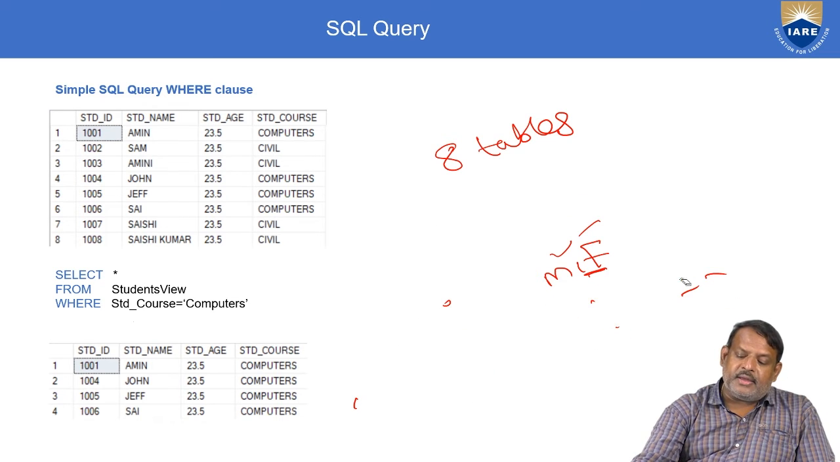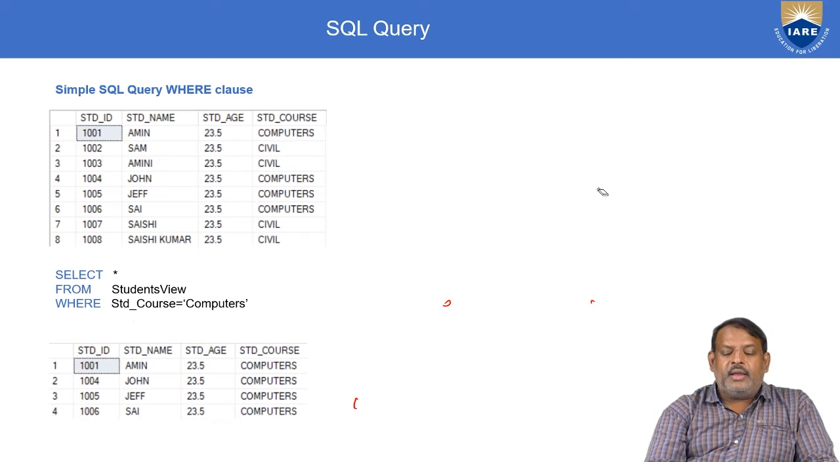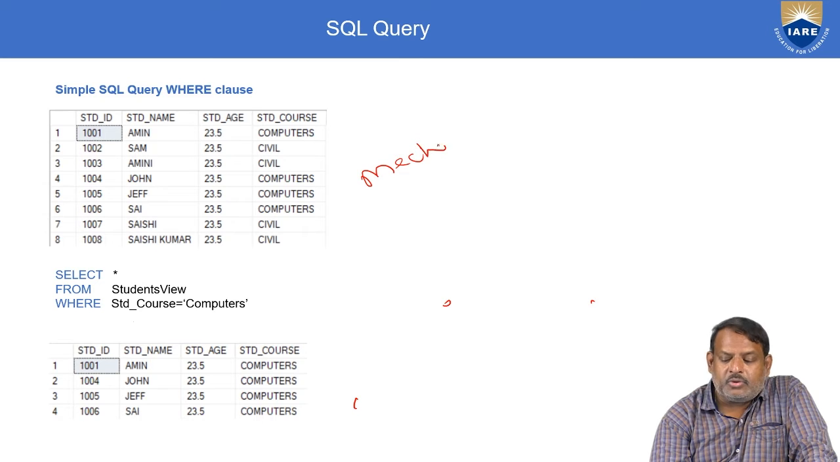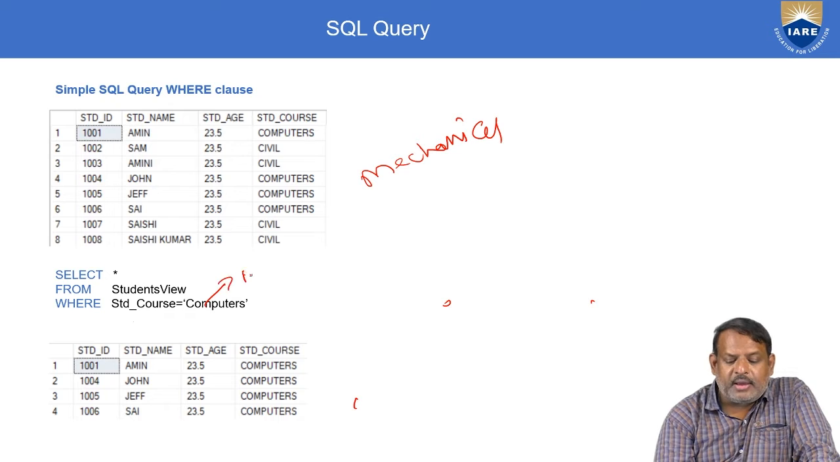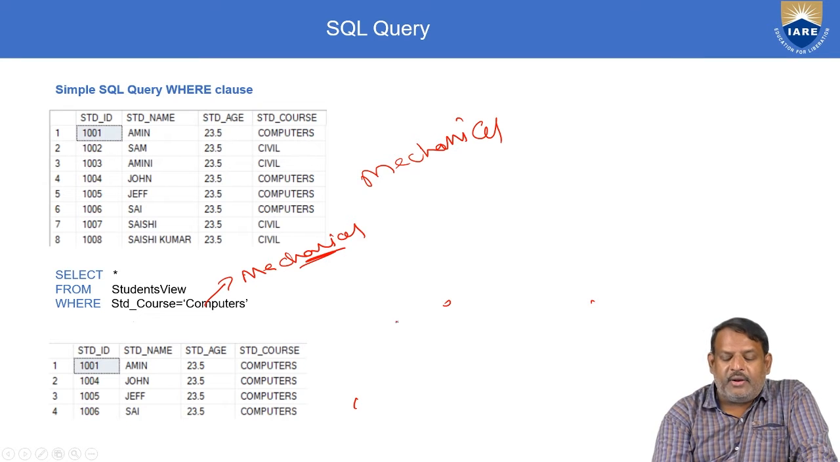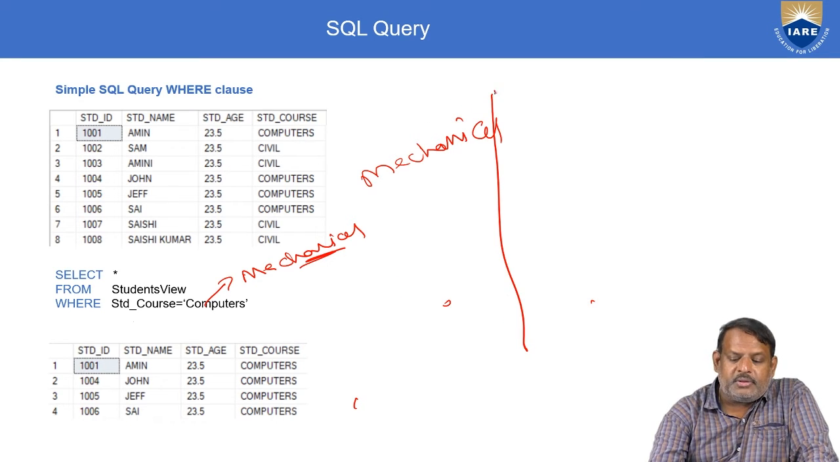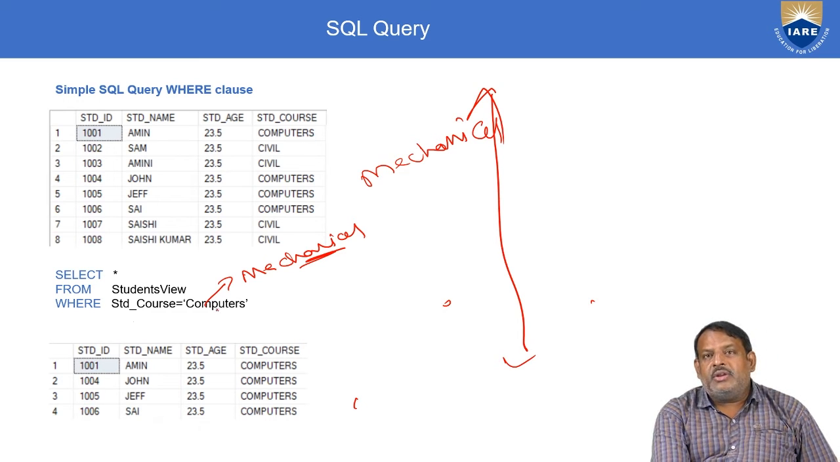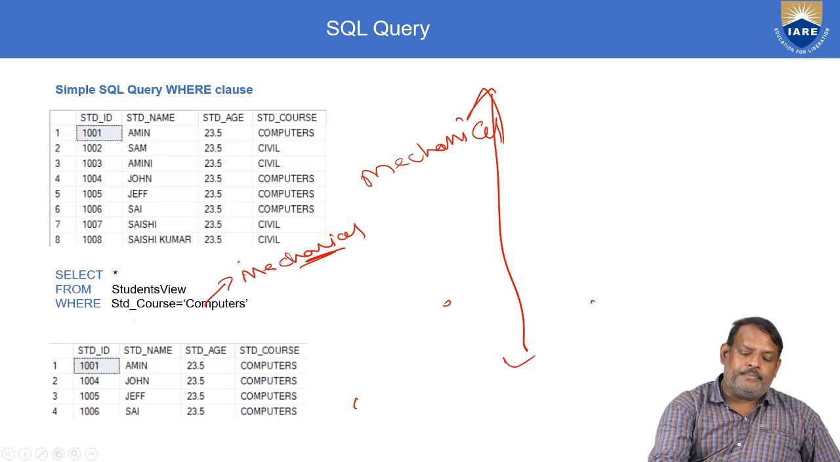The condition can mean anything. If that condition is satisfied, you are going to get data. Suppose there is no student with mechanical. If I write mechanical here instead of computers, I will not get data because there are no students with mechanical. Only if it is satisfied, you are going to get data. If not satisfied, you are not going to get data.